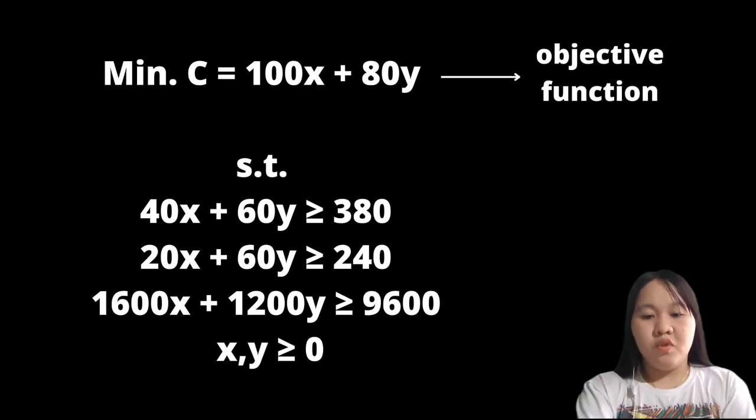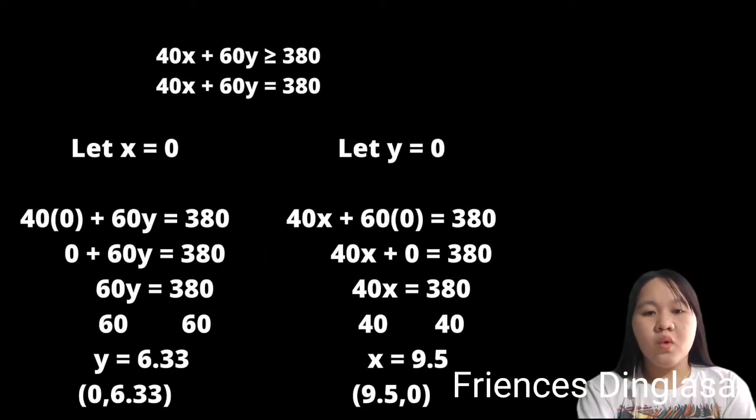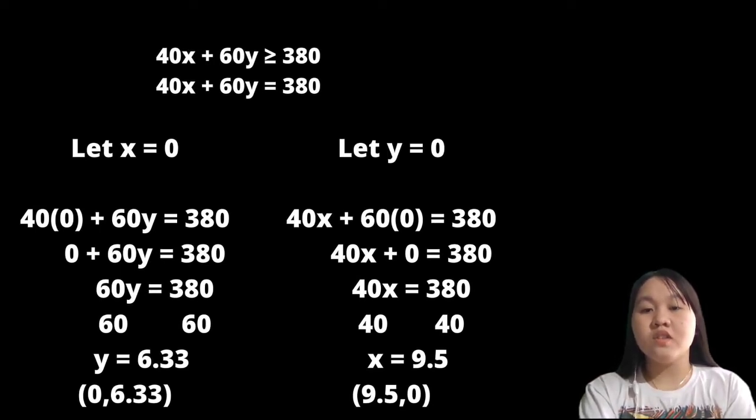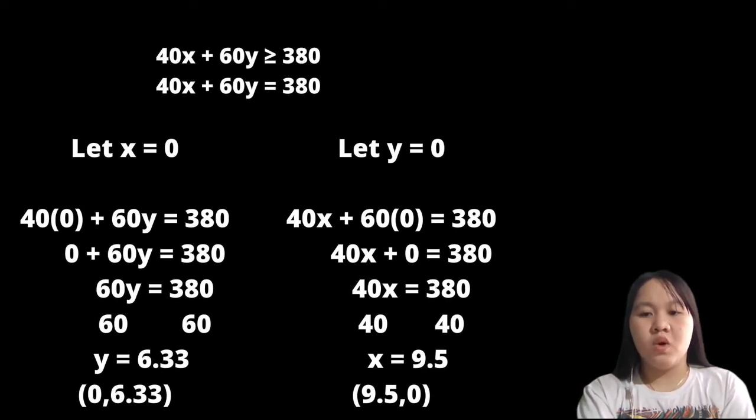So now, let's move on. Next, we will need to get our ordered pairs by converting our symbol, which is greater than or equal to, into an equal sign, and also by letting x equal to 0 and y equal to 0. So our first ordered pairs from 40x plus 60y equals 380, letting x and y be 0, we now have ordered pairs of (0, 6.3) and (9.5, 0).